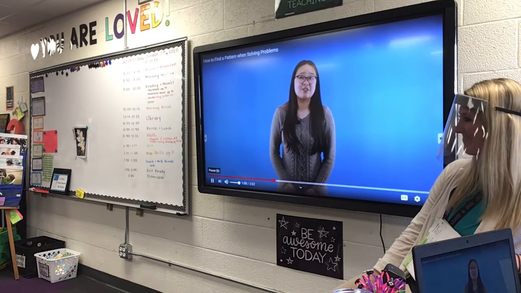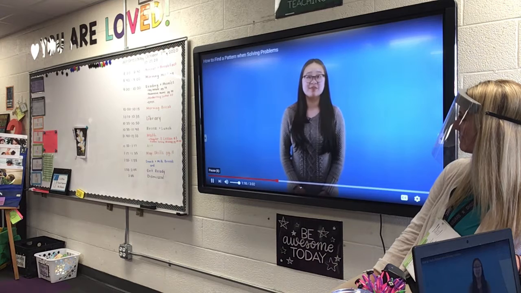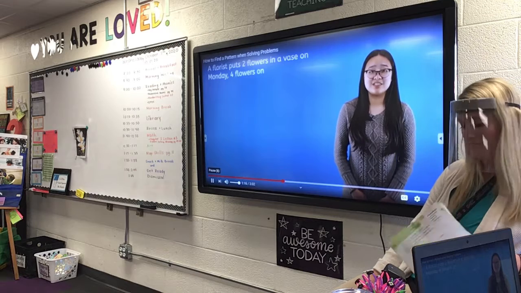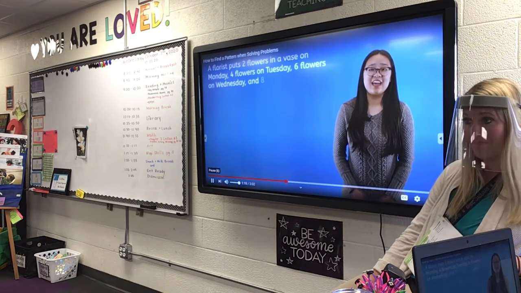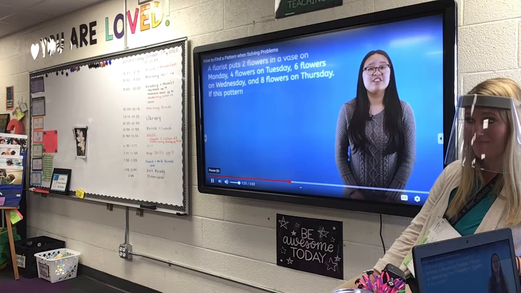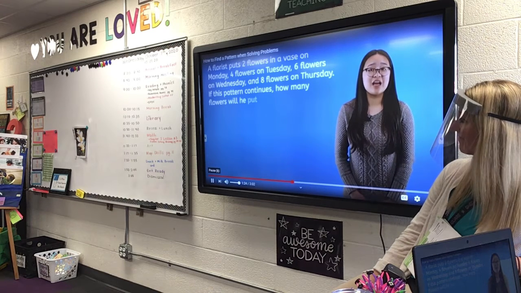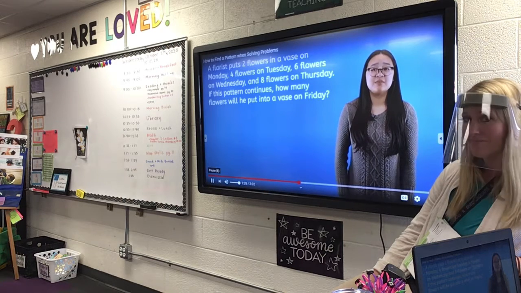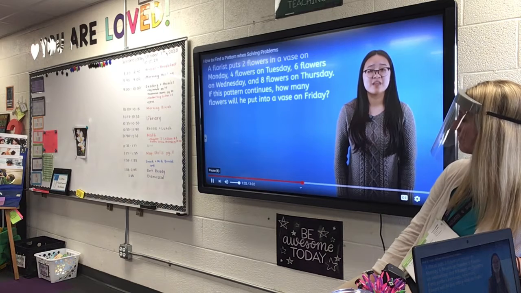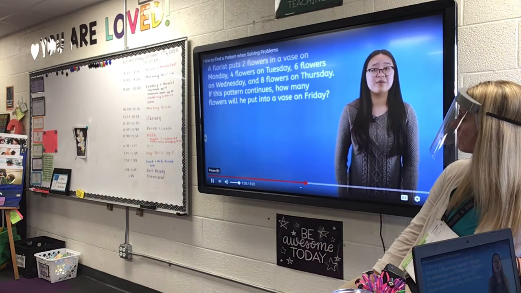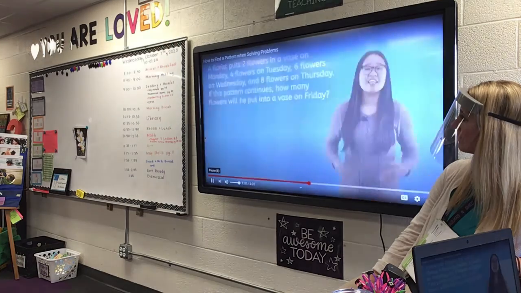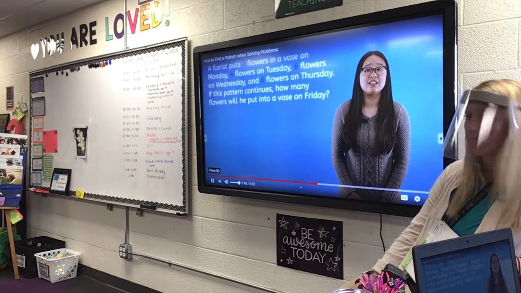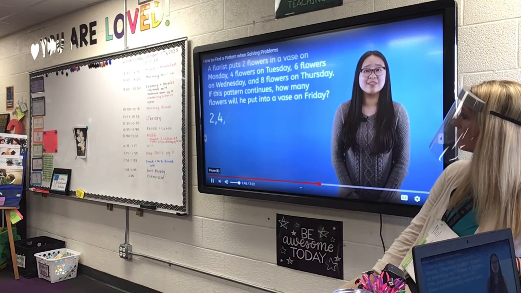Sometimes the pattern is not so clear, such as in this word problem. A florist puts 2 flowers in a vase on Monday, 4 flowers on Tuesday, 6 flowers on Wednesday, and 8 flowers on Thursday. If this pattern continues, how many flowers will he put into a vase on Friday? This problem is tricky because there aren't any pictures to help us out. That's because it's a numeric, or number pattern. Let's find the pattern. Here's the pattern so far. 2, 4, 6, and 8. What comes next to complete the pattern?